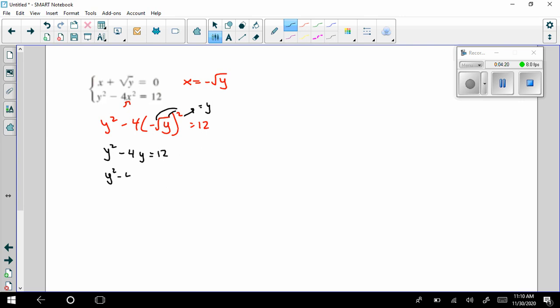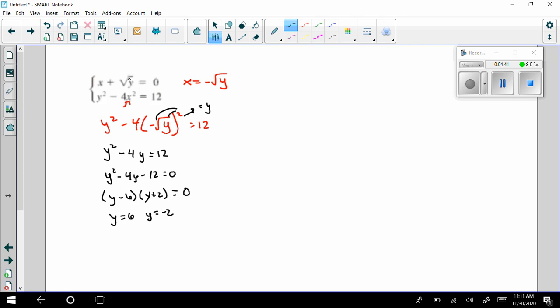I'm going to get this equal to 0. And then factor. And I do factor these fairly quickly because you are expected to know how to factor what multiplies to negative 12 and adds to negative 4. So y equals 6 and y equals negative 2.